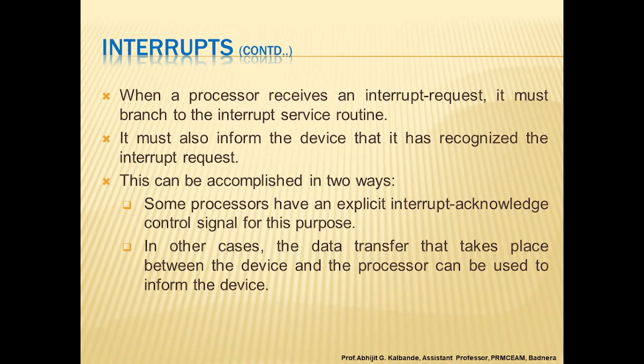When the processor receives an interrupt request, it must branch to the interrupt service routine. It must also inform the device that its interrupt request has been recognized. This can be accomplished in two different ways. Some processors have an explicit interrupt acknowledgement control signal for this purpose. In other cases, the data transfer that takes place between the device and the processor can be used to inform the particular device.